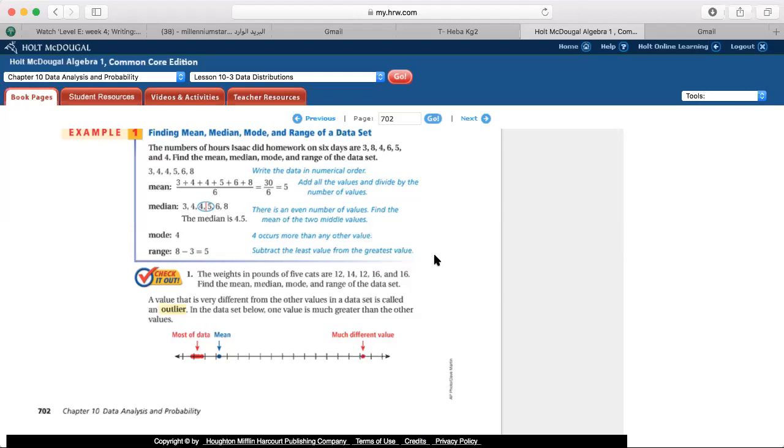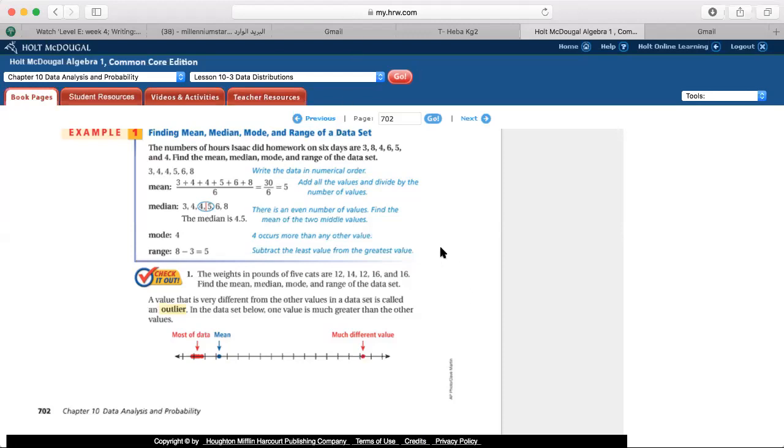We are in the winter and the weather is very cold, and the average temperature is 10, 11, 12 degrees, and now it is 25. So 25 is different from the values that we are checking. So outlier means a value that is very different from the other values in a data set.